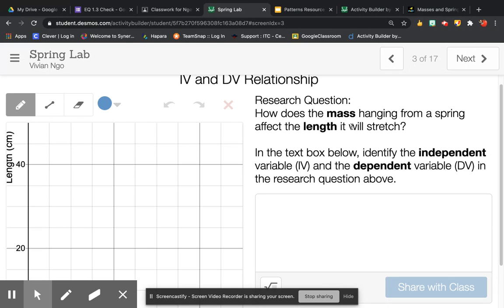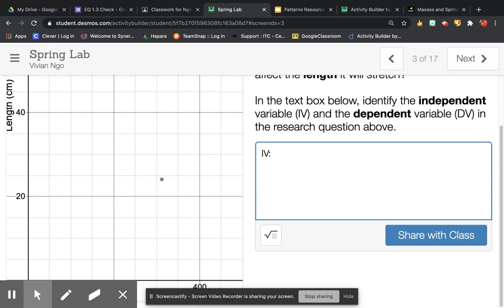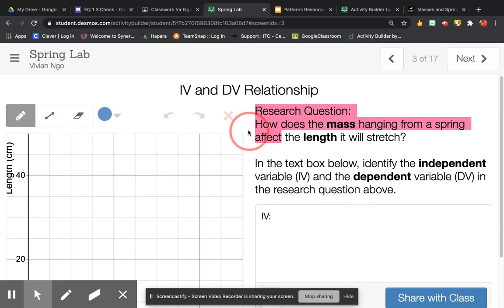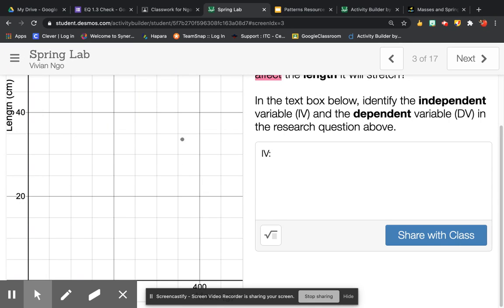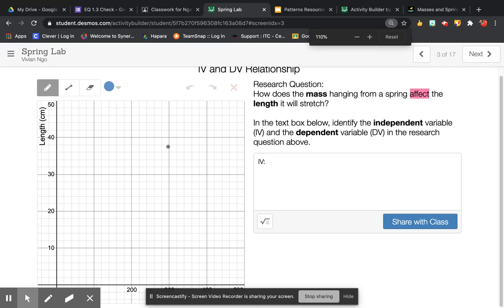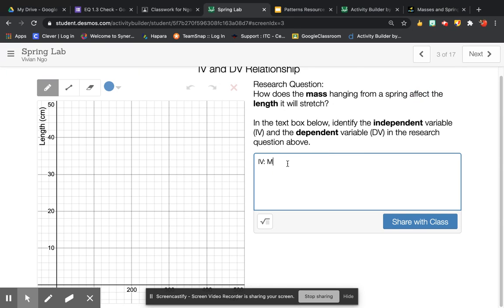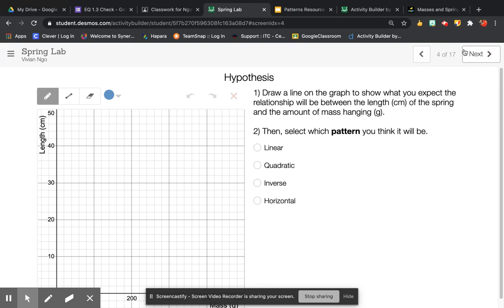Research question. How does the mass hanging from a spring affect the length it will stretch? In the text below, identify the independent variable and the dependent variable. So, 2 ways I can do this. Remember, the word affect breaks up the independent variable and the dependent variable. And if I look at my graph, IV always goes on the x-axis and the DV is always on the y-axis. So my IV is mass, my DV is going to be length. And again, click share with the class, and then we will move forward.